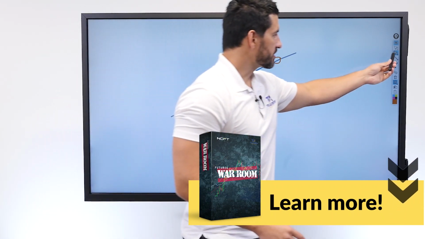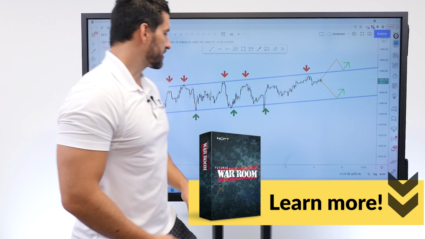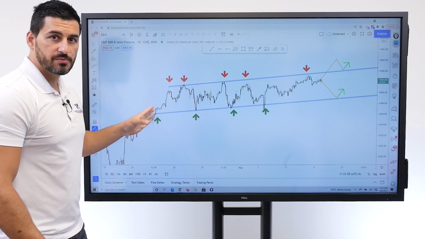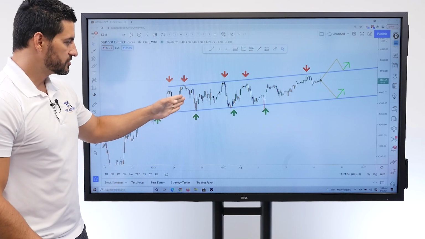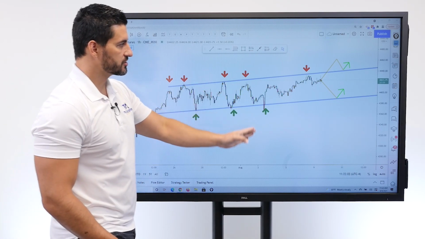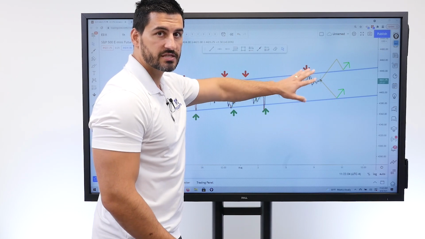So let's bring it to the live market. So here's the live market. Here's that channel. When the market touches the bottom level, the market rallies. Touches the top level, market falls. You can see support, resistance, support, resistance, support, resistance. Right now, we just hit the top blue level.